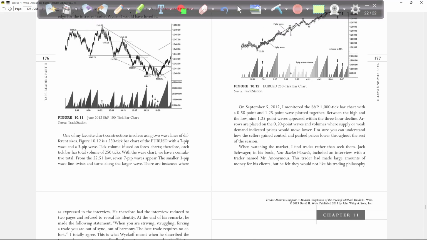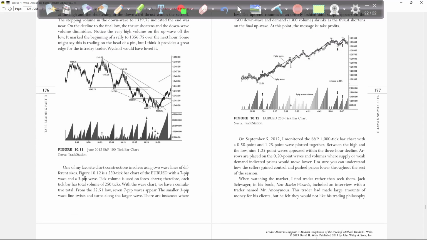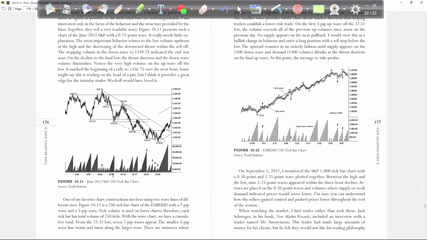One of my favorite chart constructions involves using two wave lines of different sizes. Figure 10.12 is a 250 tick bar chart of the Euro USD with a 7 pip wave and a 3 pip wave. Tick volume is used on forex charts. Therefore, each tick bar has total volume of 250 ticks.